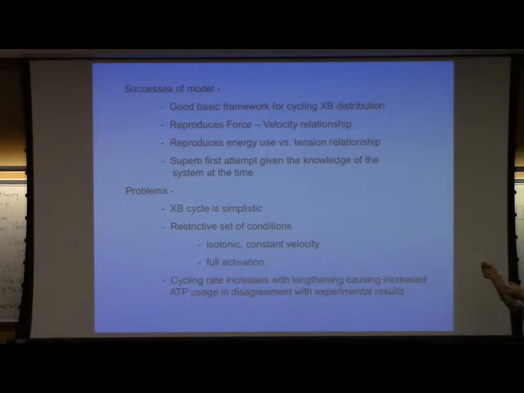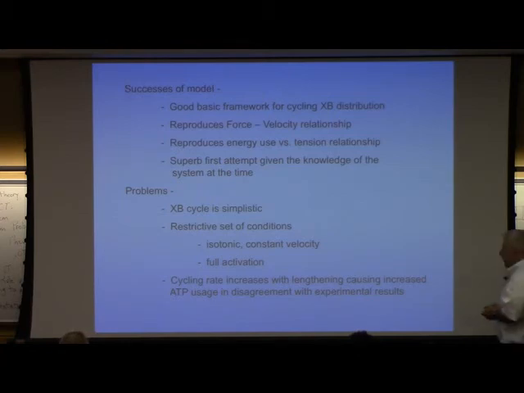It's either isometric, which is fixed length, or isotonic, which means fixed force, or constant velocity. So when we're shortening with constant velocity, you have a corresponding force, which is called isotonic. In this model, it's full activation. We don't consider turning the muscle on and off. So that's another restrictive thing. These are the limitations of the model.